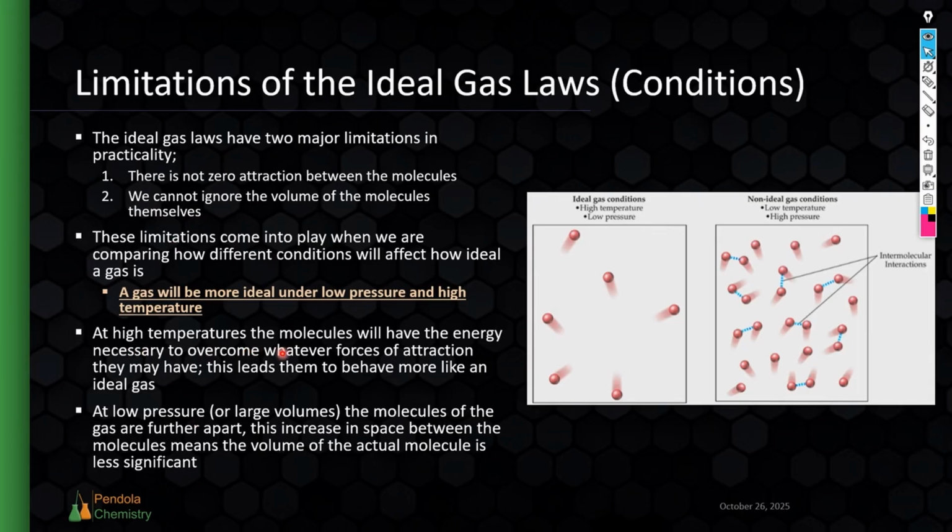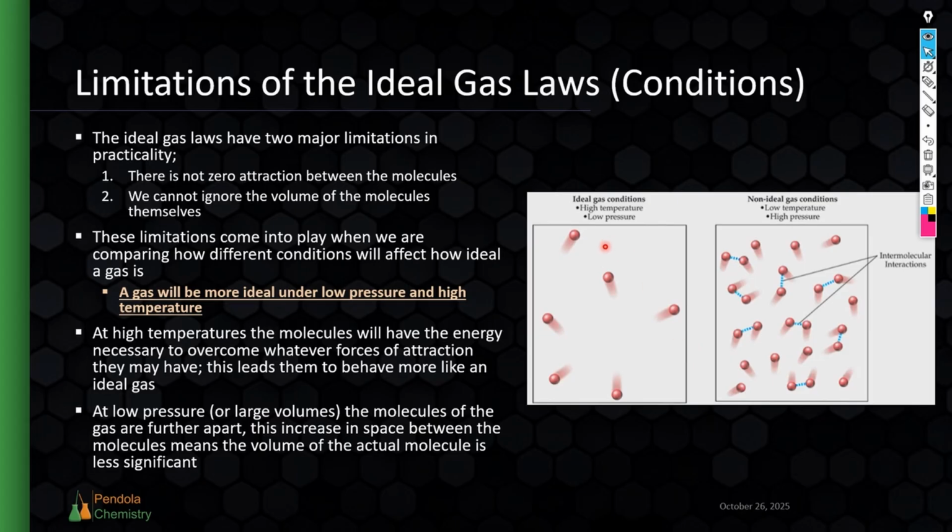At higher temperatures, the molecules have more energy to overcome the force of attraction. So intermolecular forces are going to be weaker at higher temperatures because the molecules are moving much faster. Because the molecules are moving faster and have more energy, they can overcome or break those intermolecular forces more easily. This is going to lead them to behave more like an ideal gas.